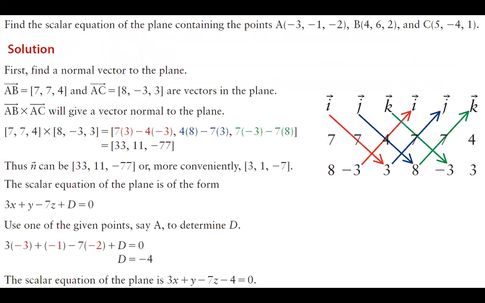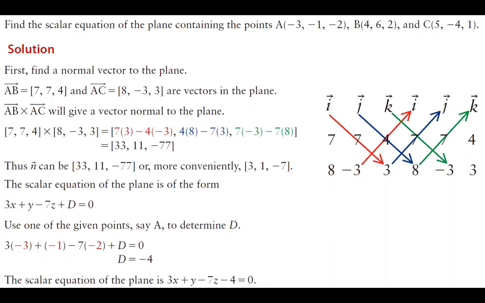Okay, now let's have a look at the solution. So first, we can find a normal vector to the plane, right? We know vector AB equals (7, 7, 4). And vector AC is (8, -3, 3). These are two vectors in the plane, right? And we also know the cross product between vector AB and vector AC will give a vector normal to the plane, right? That's the definition of the cross product.